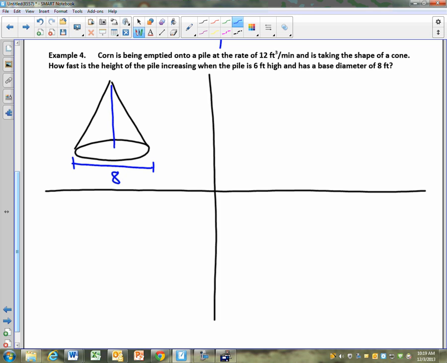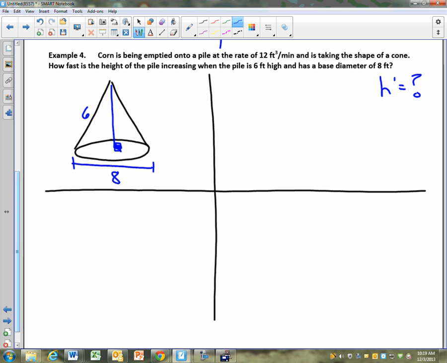and I've got this height right here, which is 6, and it says that I want to know h prime. Somebody tell me, what do I need to know? What kind of information do I need to write down? Got it. So I got h prime right there. What else do I need to write down?